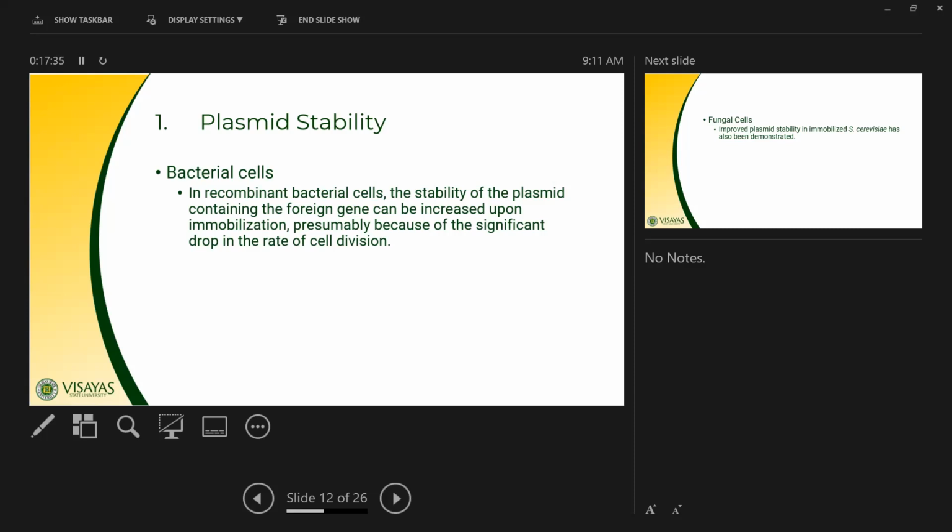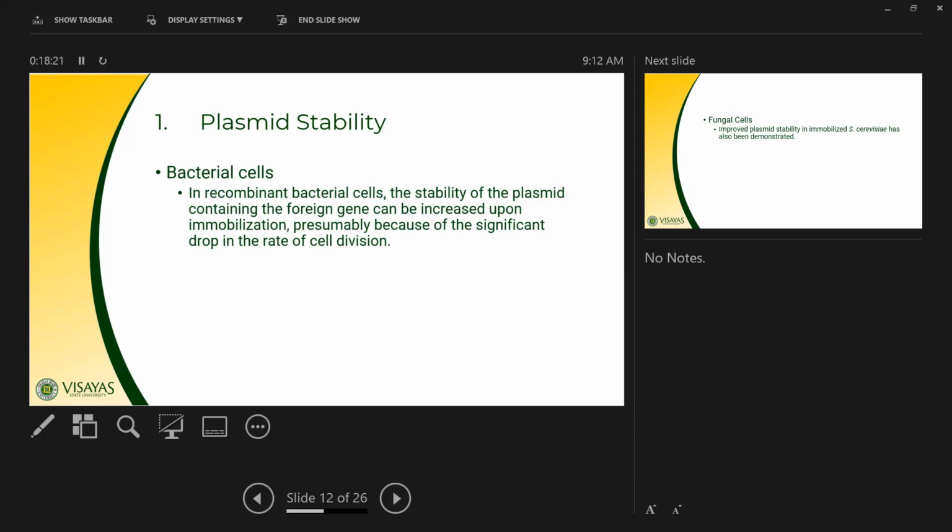The stability of the plasmid containing the foreign gene can be increased upon immobilization, because there are factors in the environment that would decrease the stability of the plasmid, and it is prone to mutation. So there is a risk if there is a thinner barrier between the cells and the environment, meaning there is a possibility of mutation of the plasmid, and the bacteria are really fast in acquiring many mutations.